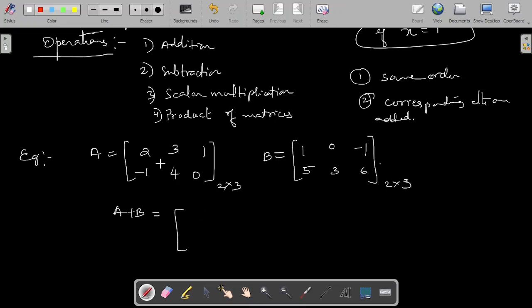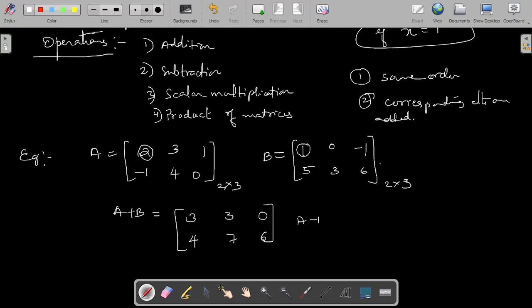Now to add these two matrices, corresponding first element we added to the first, 2 plus 1, 3. Second to second, 3 plus 0, 3. 1 plus minus 1 is 0, minus 1 plus 5 is 4, 4 plus 3 is 7, 0 plus 6 is 6. This is A plus B.